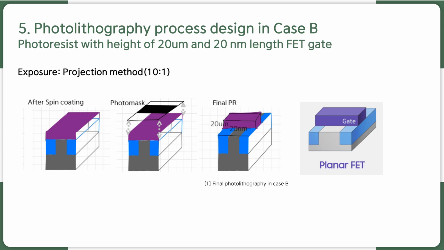I chose the projection method. I reduce the pattern size to 1/10. I selected this method because a 20 nanometer gap is too narrow. I designed the photomask to be 200 nanometers, which is 10 times larger than the original 20 nanometers. This design allows for flexibility in choosing different exposure methods or different types of photoresist, taking other factors into account.